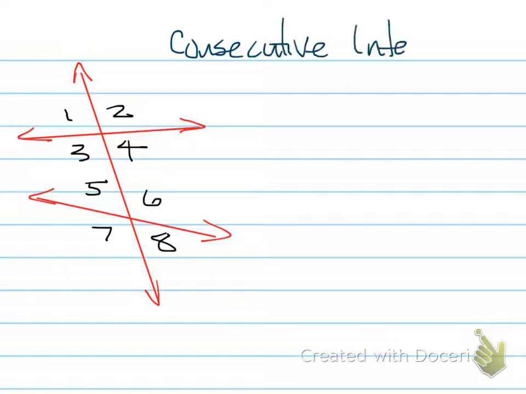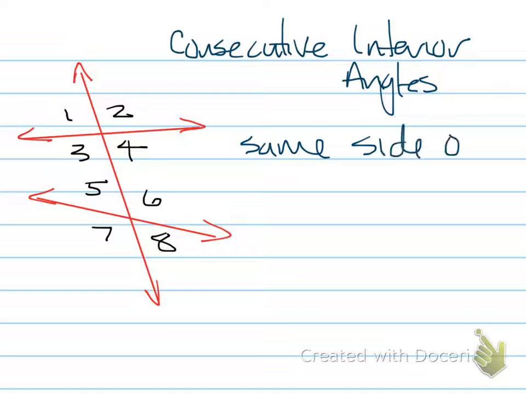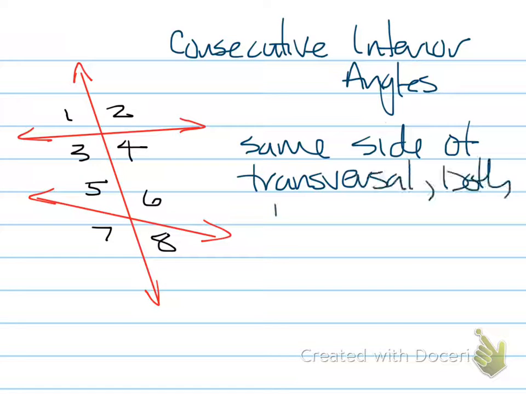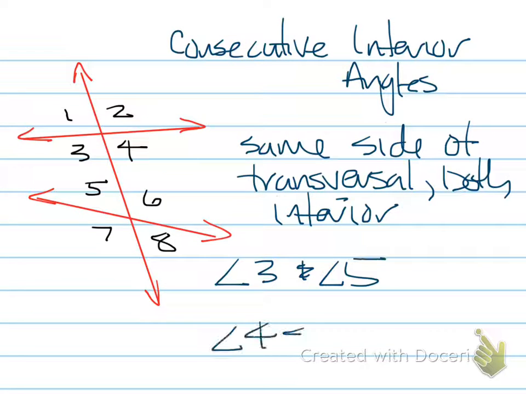And then lastly is consecutive interior angles. Consecutive interior angles, which are also referred to as same side interior angles, they're on the same side of the transversal, and they are both interior. So that would make angles 3 and 5 consecutive interior angles, and angles 4 and 6 consecutive interior angles.